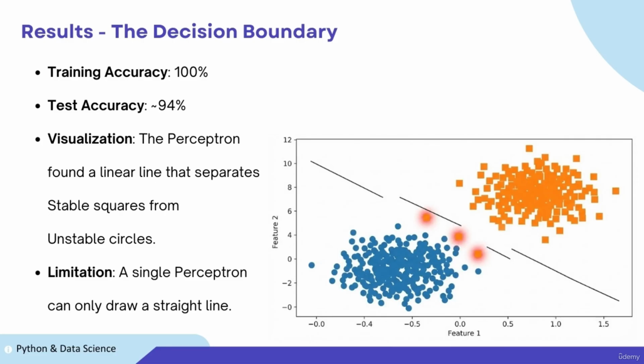Here is the result. The blue line is what our Python code learned. Everything above the line is stable, everything below is unstable. It works well. We achieved 100% training accuracy. But notice on the right plot, the test set, a few orange squares are on the wrong side. Our test accuracy is around 94%. This is real life. Simple models are rarely 100% perfect on new data. Also, remember a single perceptron can only draw a straight line.